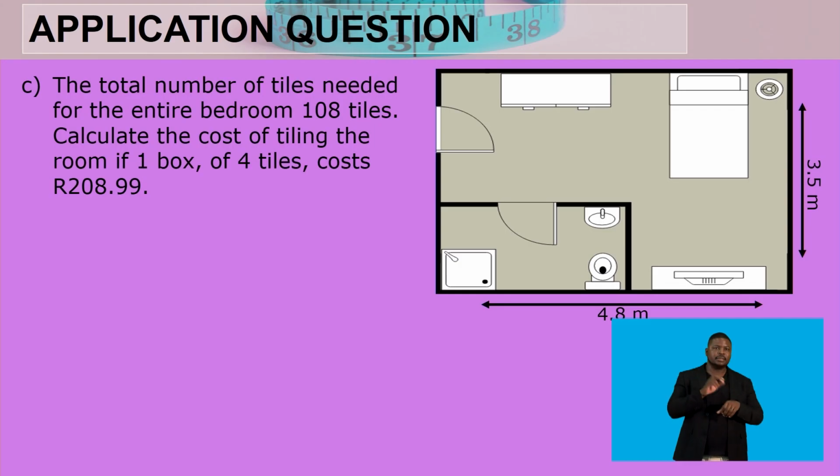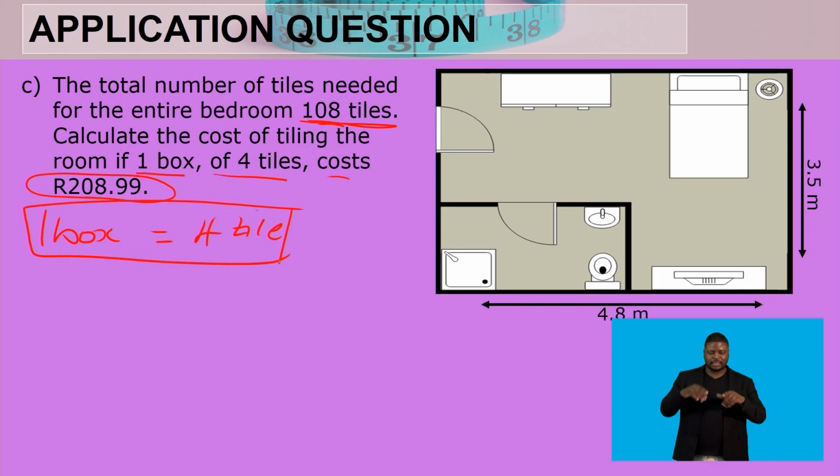Question C says, the total number of tiles needed for the entire bedroom. It means when we've packed all the tiles in the entire bedroom, we're going to need 108 tiles. Calculate the cost of tiling the room if one box of 4 tiles costs 208.99. So we are told that one box has how many tiles inside? It has 4 tiles inside.